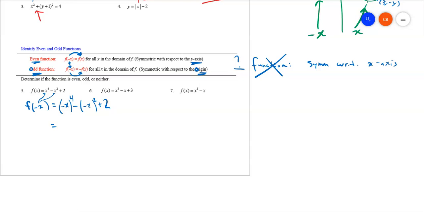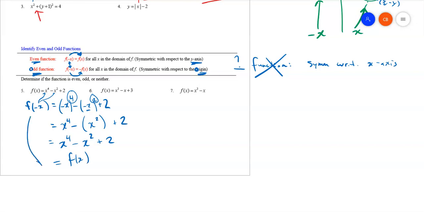If you raise something to an even power, like here to the 4th power or to the 2nd power, it will always be a positive number. So this one should go x to the 4th power minus, and this one, negative x squared, just becomes x squared, and then plus 2. So it is x to the 4th minus x squared plus 2. And you notice that's the same thing as f of x. So f of negative x is the same thing as f of x. That means that this one is an even function.